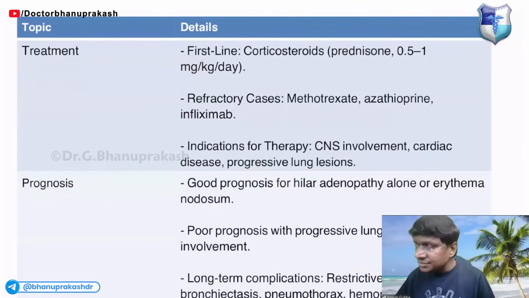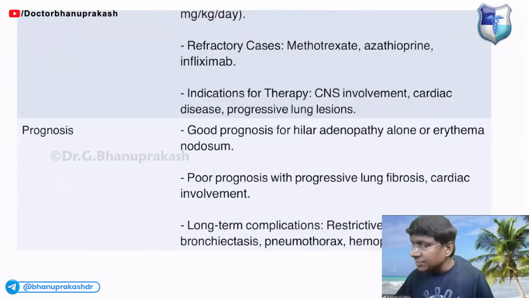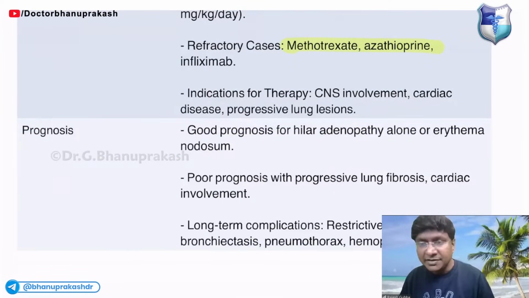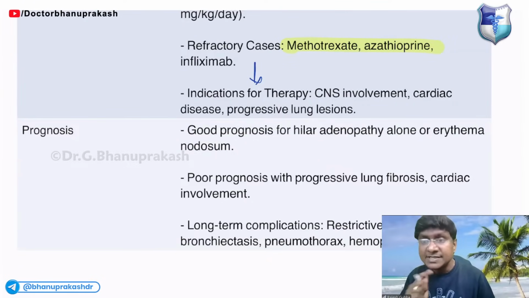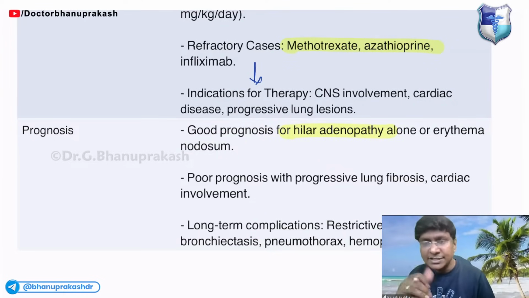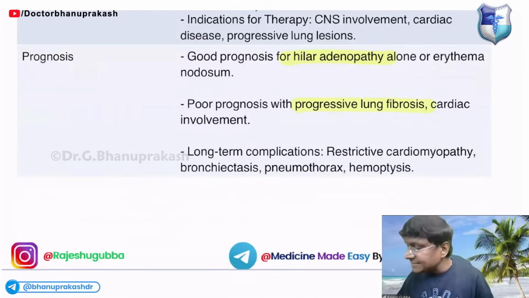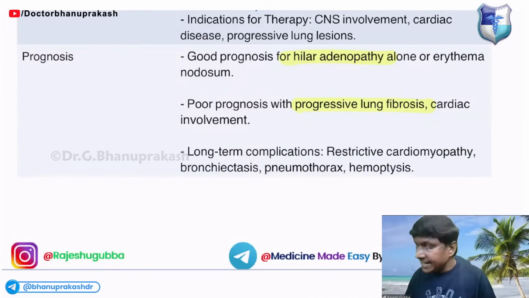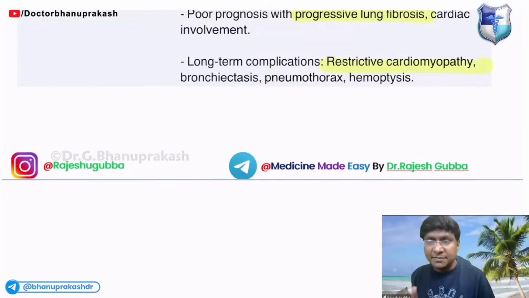Because it's an inflammatory condition, what do you need to do? You need to give corticosteroids. For refractory cases, you need to give methotrexate, azathioprine, and infliximab. Whenever there is CNS involvement, that is when you need to give methotrexate, azathioprine, and infliximab. What are the good prognostic signs? If there is hilar lymphadenopathy or erythema nodosum, it's a good prognosis. But if there is progressive lung fibrosis, poor prognosis. And the long-term complication is restrictive cardiomyopathy, which will cause arrhythmias and sudden cardiac death.